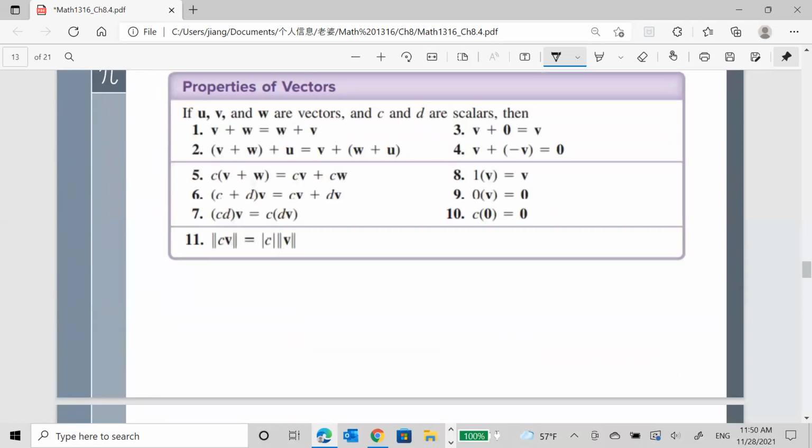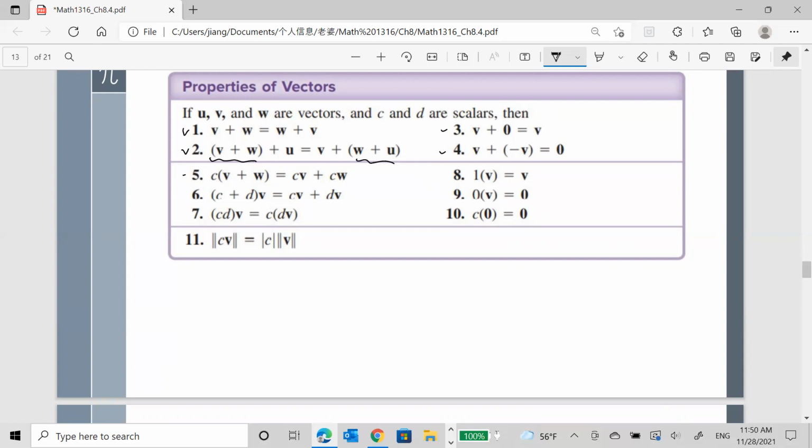Okay, let's see the properties of vectors. If U, V, and W are vectors, and C and D are scalars, then the first one: V plus W equals W plus V. Second, (V plus W) plus U equals V plus (W plus U). So you can do these two first, or you can do these two first. Number 3, V plus 0 is V. And number 4, V plus -V is 0.